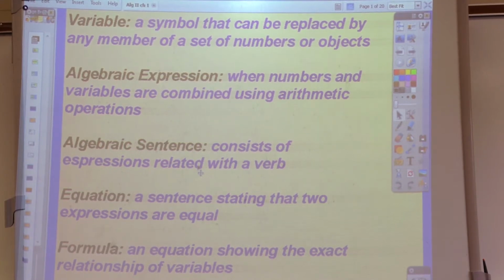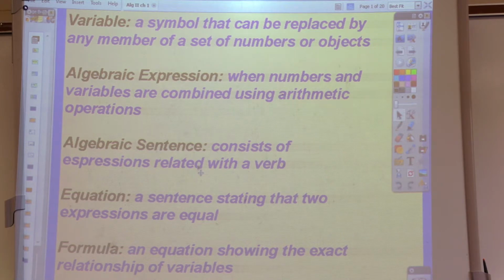This is section 1.1. First of all, we're going to start off with some vocabulary. For section 1.1, I'd like you to write down these 5 terms. A variable is a symbol that can be replaced by any member of a set of numbers. Basically, it's some symbol or letter that represents an unknown number or entity.